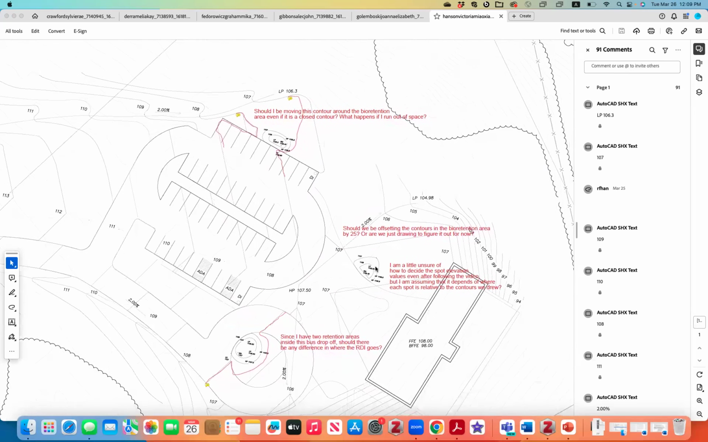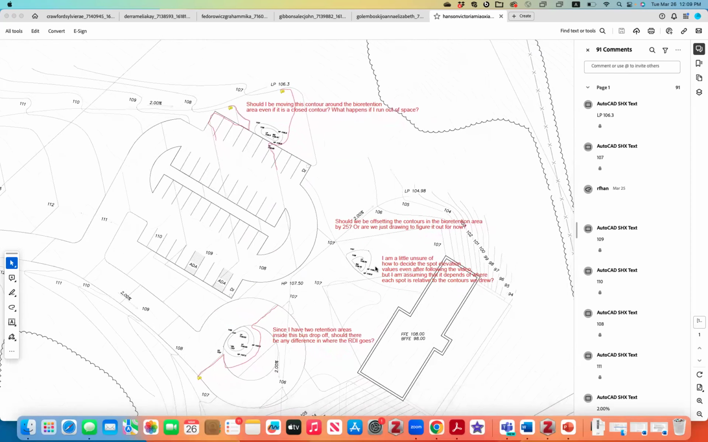Should we be offsetting the contours in the retention area by 25? No. You are, oh, okay. In the retention area, you want to keep 1 to 3 slope. Well, by 4 feet, actually, 25%, not by 25. By 25 would be 4%. You cannot have that gentle of a side slope for bioretention, right? You can offset by 4. By 4 would be 25% and is allowable. The steepest you want to go is actually 3 to 1 there.